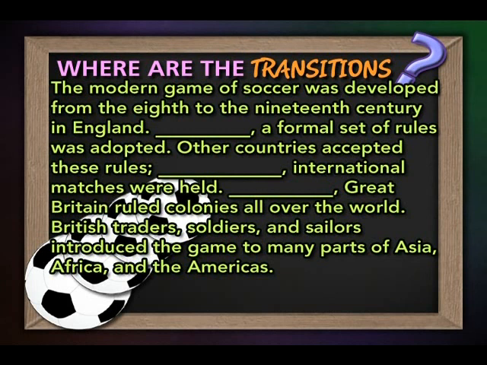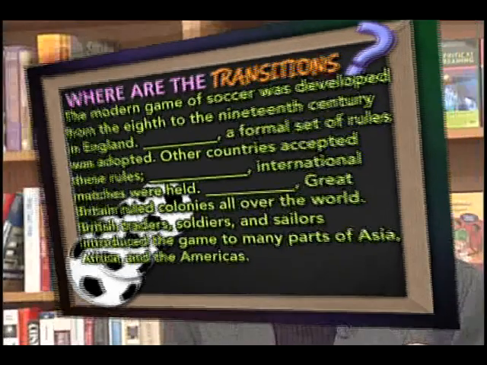I need one in the second sentence. I need one in between "other countries accepted these rules" and "international matches were held," and I need one before "Great Britain." So now what I would like you to do is to pause the program and read the passage again. This time, add the transitions that best link related ideas. You've already marked those spots in the passage. I provided a list that you can choose from.